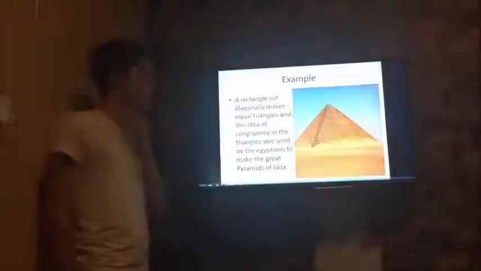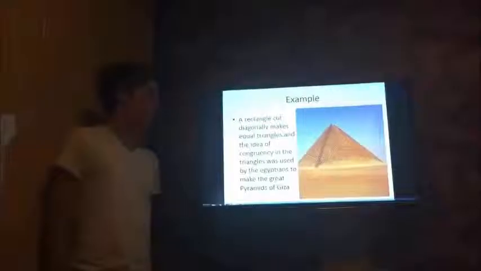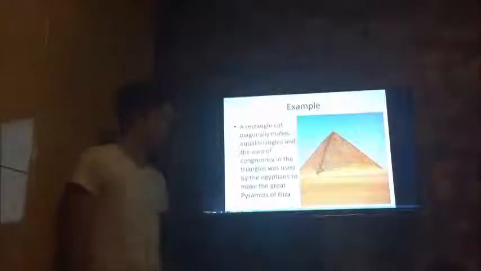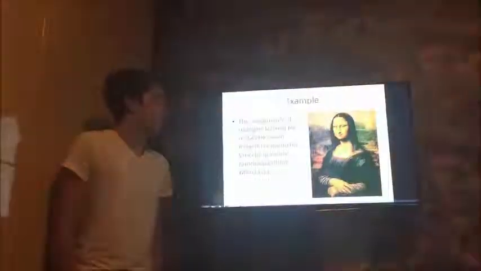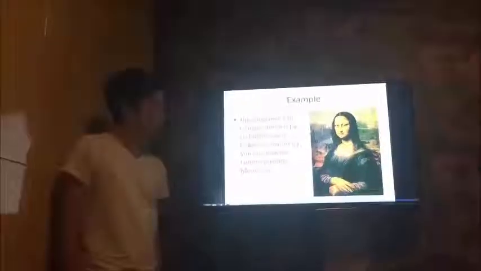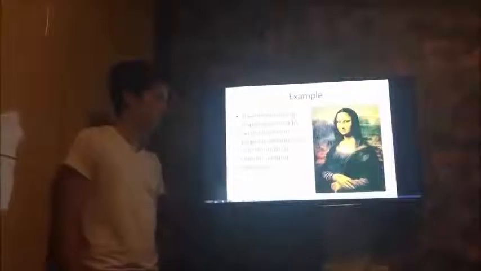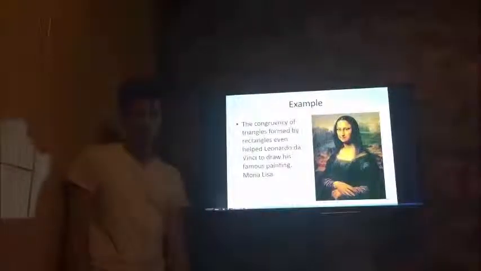A rectangle cut diagonally makes equal triangles, and the idea of congruency in the triangles was used by the Egyptians to make the Great Pyramids of Giza. The congruency of triangles formed by rectangles even helped Leonardo da Vinci to draw his famous painting, the Mona Lisa.